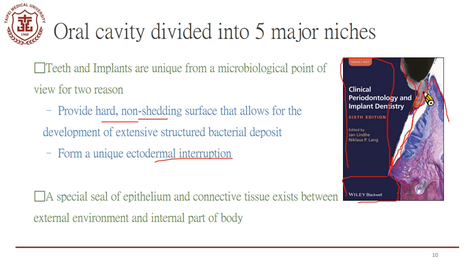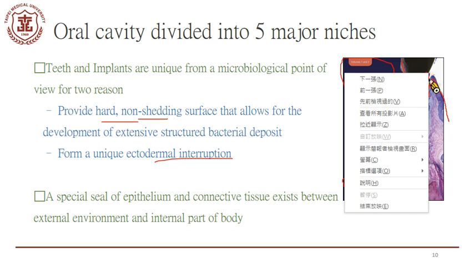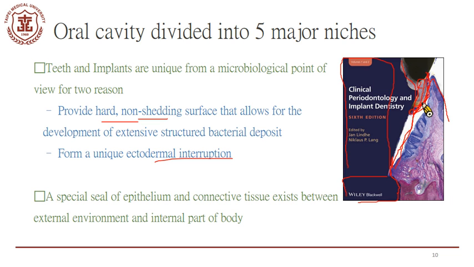Here you will have some cement, and of course that will create bacterial adhesion in this region. That's really important because, as we said, it is a region where it is easy for bacteria to get attached, and that's when you have peri-implantitis. Peri-implantitis will go faster. Once you reach bone loss, it moves faster than periodontal disease. A special seal of epithelium and connective tissue exists between the external environment and the internal part of the body, which is this one, and it is the one that should protect you, and we will see it today.